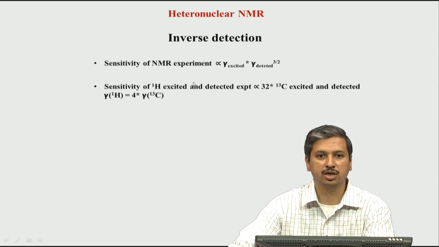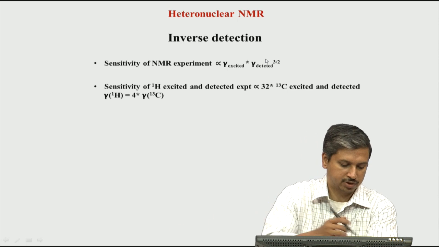So, this is what is shown here, that if I use proton as excitation, but detect carbon, there is a 4 times less. So, actually if you look at both carbon and proton excitation, so this is 1 by 4 if I use carbon, and this is 1 by 8 if I use carbon. So, if I start from carbon, I excite carbon and I detect carbon, then my sensitivity will be 32 times less compared to if I start from proton and end with proton.